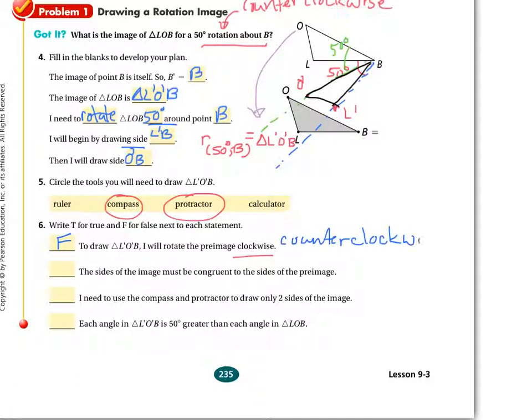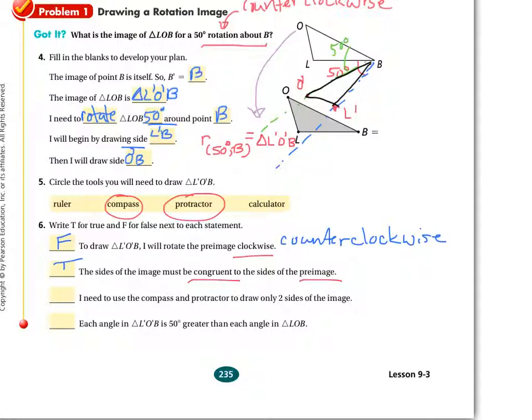So the assumption is that you rotate counterclockwise unless otherwise directed to do so. The next one: the sides of the image must be congruent to the sides of the pre-image. True or false? Congruent to the pre-image. That is true.